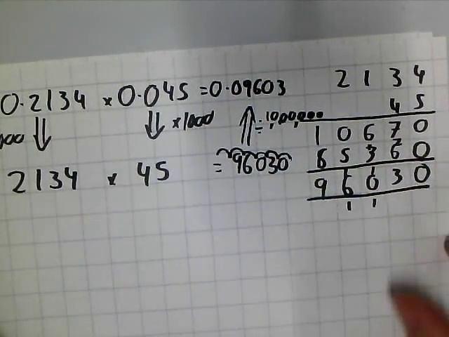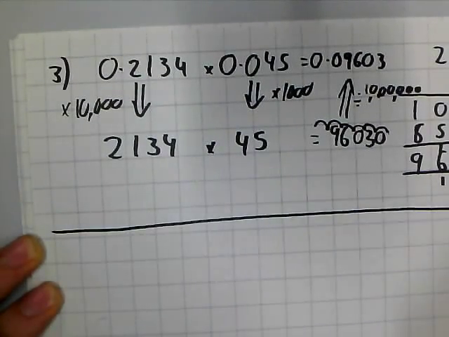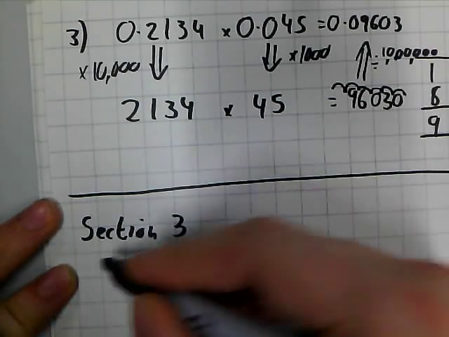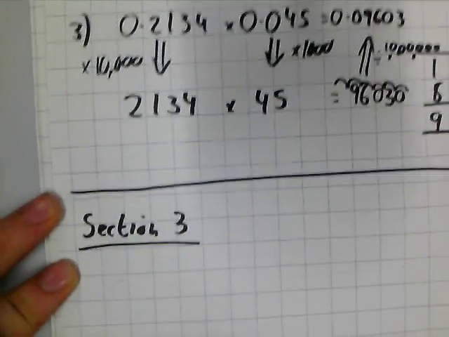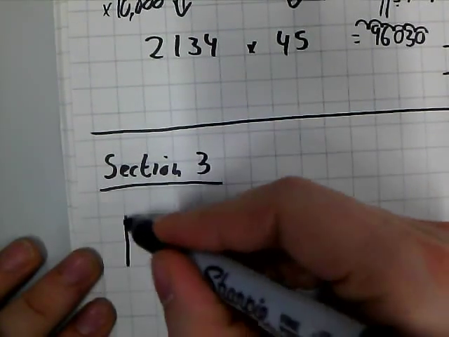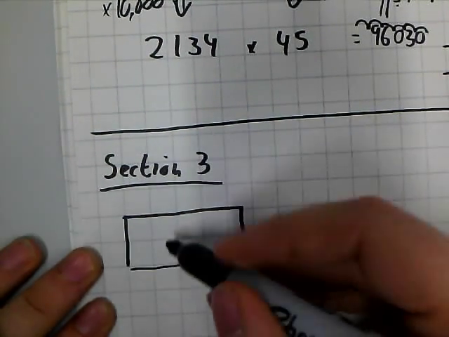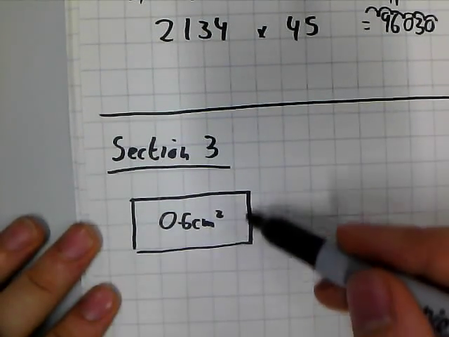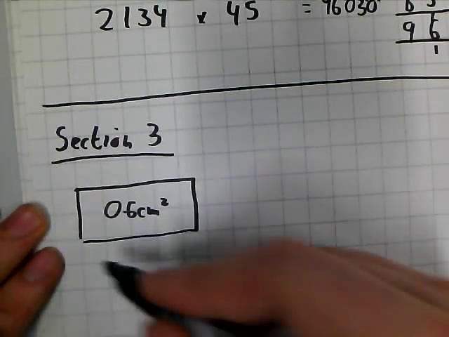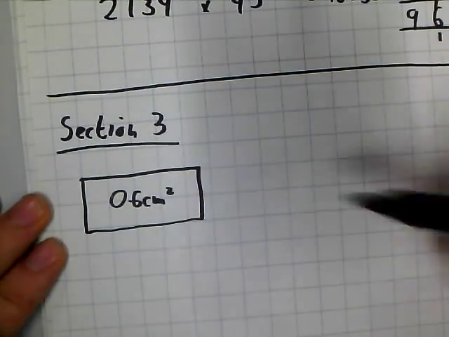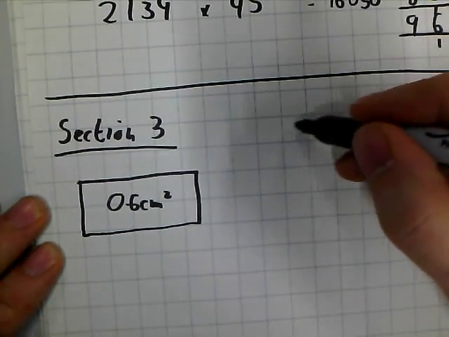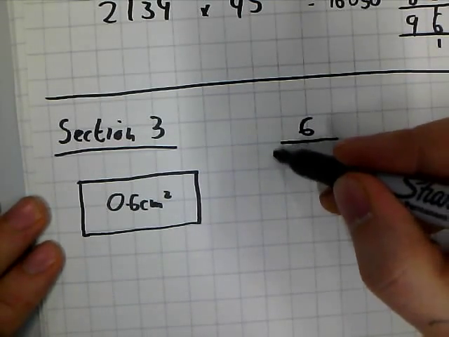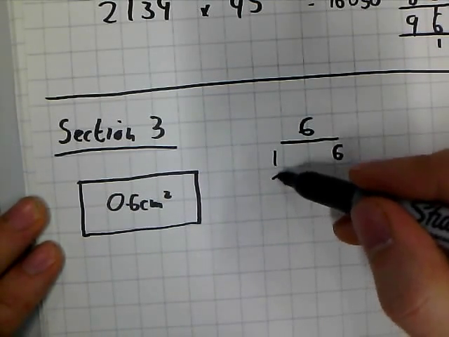Okay, finally, section 3. Okay, so we have a rectangle with an area of 0.6 centimeters squared. Okay, and I want to know what the possible dimensions are. So let's first get the factors of 6. Okay, so that can either be 1 and 6 or 2 and 3.